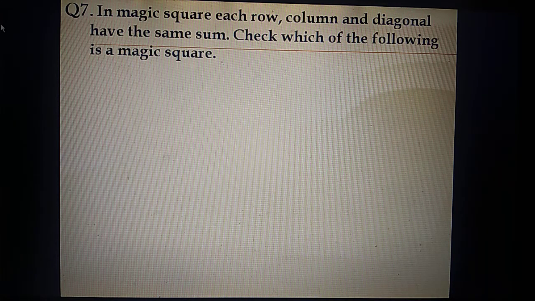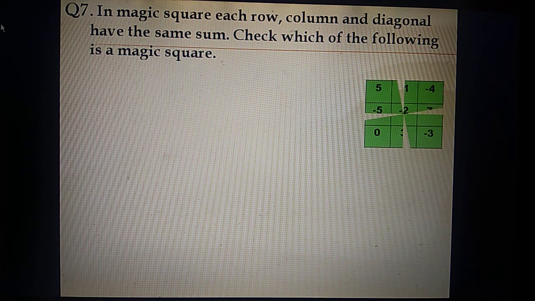Question number 7. In a magic square, each row, column and diagonal have the same sum. Check which of the following is a magic square. Now, a square is given to you with certain values in rows and columns. You are supposed to find whether it's a magic square or not. For that, the condition is each row, column and diagonal have the same sum. Now, this is the square that you are supposed to solve here.